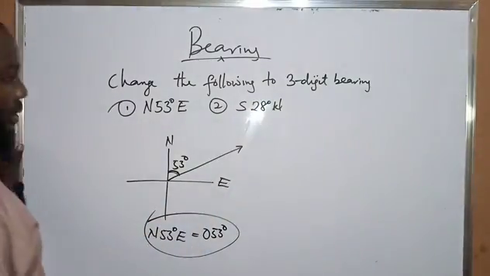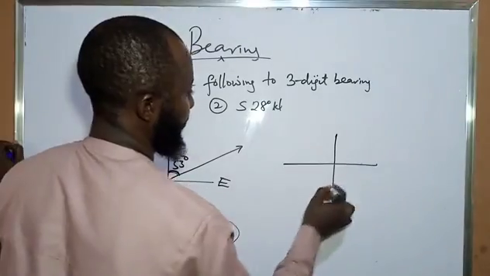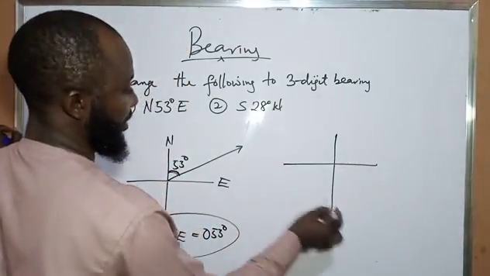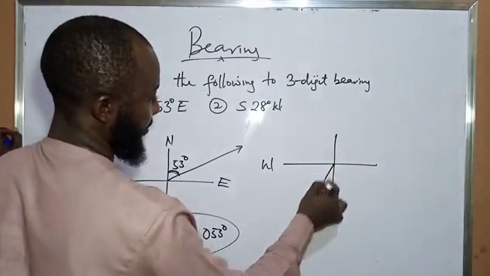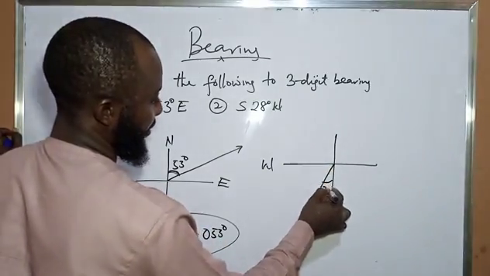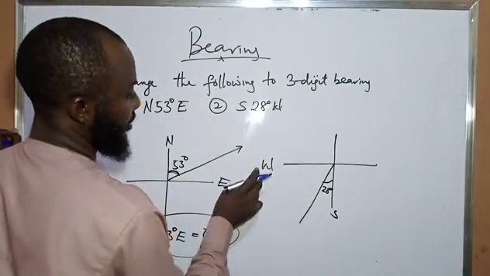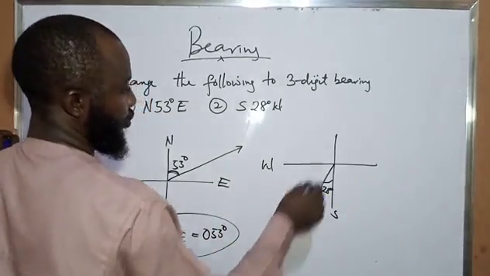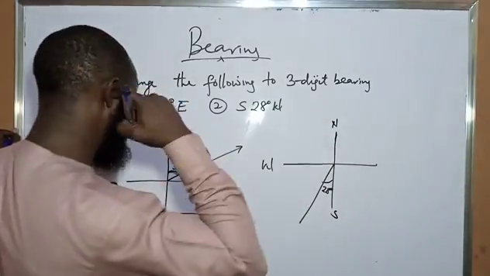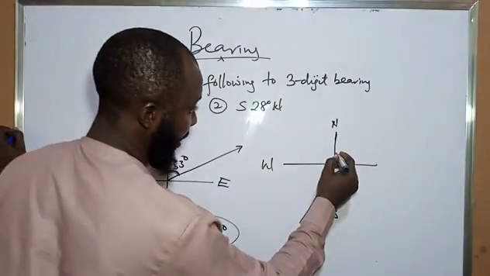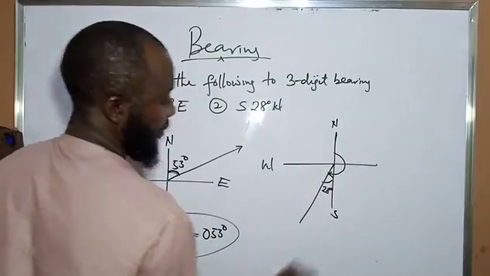Then coming to the second one, we also sketch this. We sketch it, right? Southwest. This is the south, this is the west. So this 28 degrees, right? South 28 degrees towards the west. So this is it. Converting this to 3-digit, we start from the north as well and move clockwise. We move from here to this place.